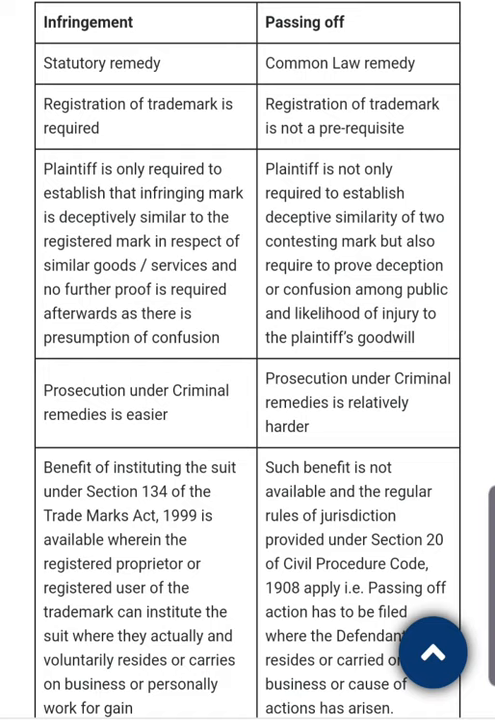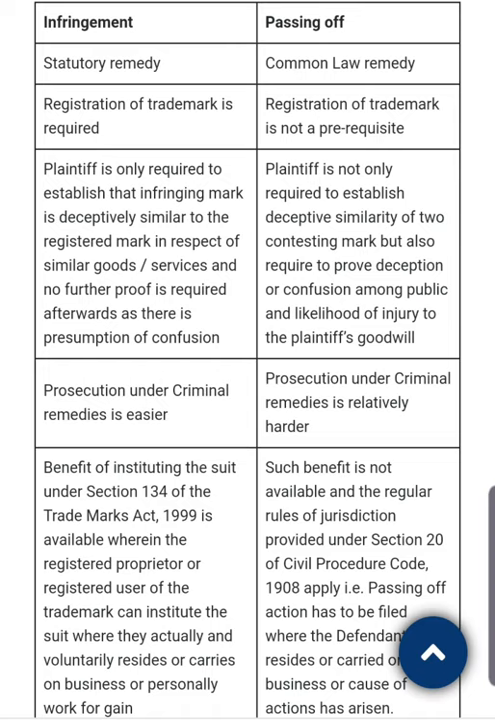Next thing is that the benefit of instituting a suit under the Trademark Act in case of infringement is available when the registered proprietor can institute the suit. It is a provision that in infringement cases, the registered proprietor can institute the suit where the proprietor resides. He can institute the suit where he actually and voluntarily resides or carries on business or personally works for gain.